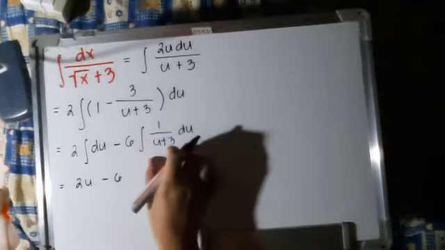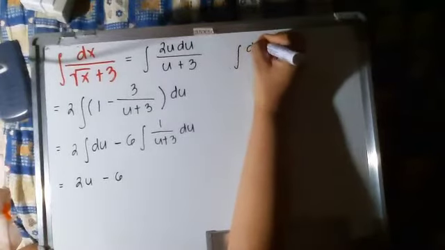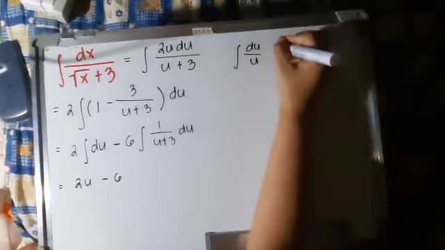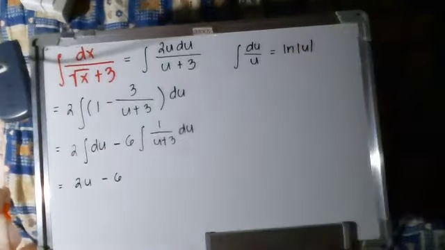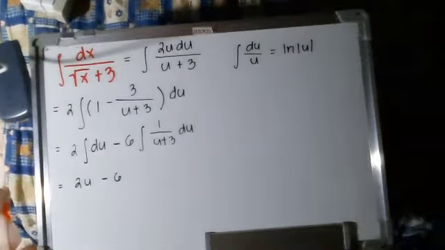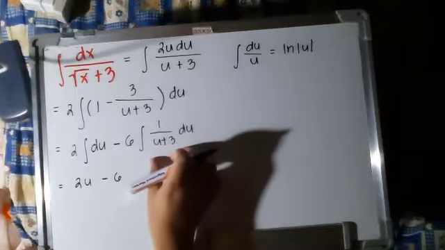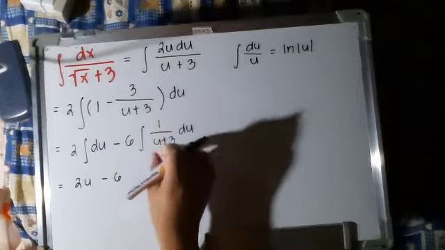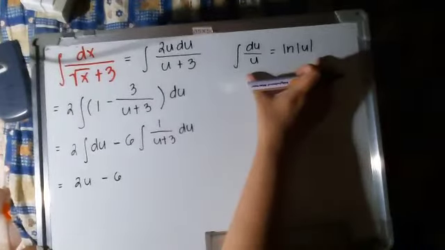Then, etong part na 'to, kung naaalala ninyo, the integral of du over u is equal to ln of u. So, paano malalaman kung applicable 'to? So, if this is your u, kapag in-integrate mo 'to, dapat ito yon. So, ano ba ang integral ni u plus 3? That is 1. So, meaning to say, applicable 'to.